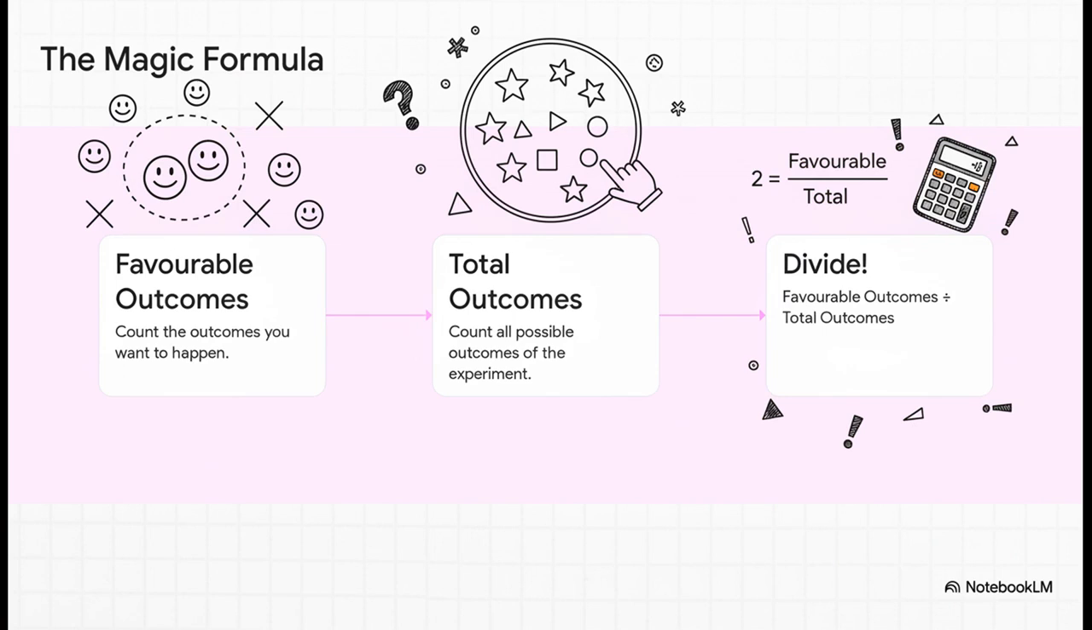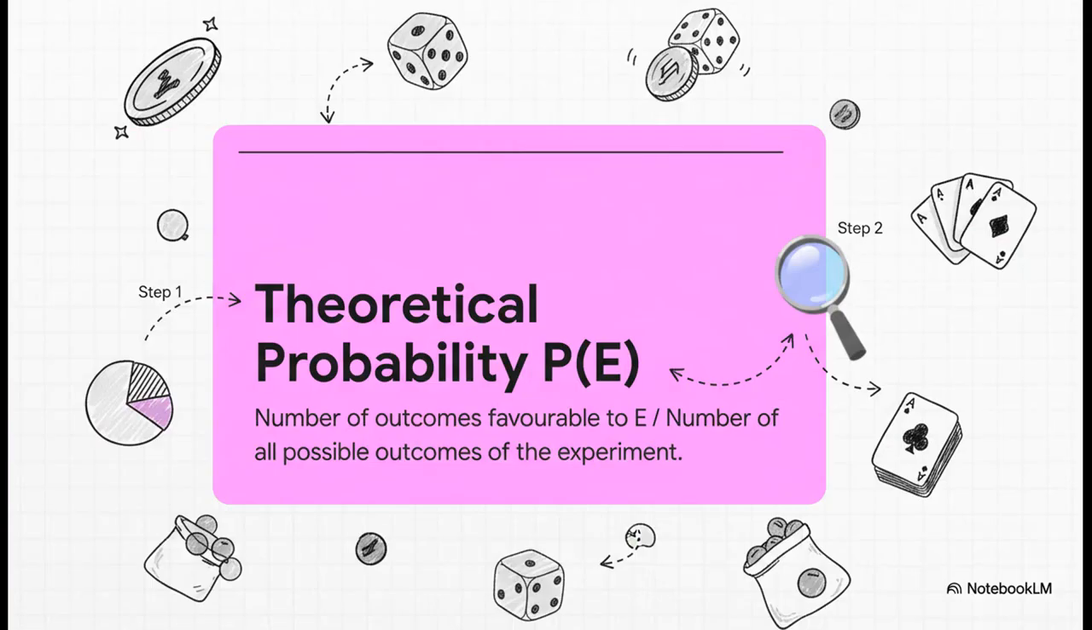It's so simple. Step 1, just count what you want to happen. We call these favorable outcomes. Step 2, count all the things that could possibly happen. We call those total outcomes. And for step 3, you just divide. That's it. Favorable divided by total. Done.